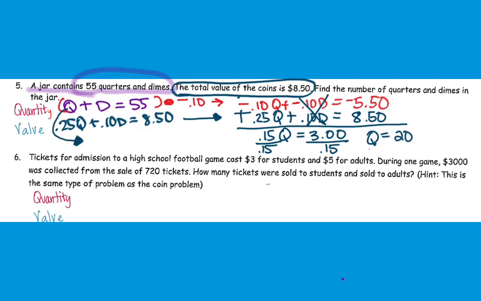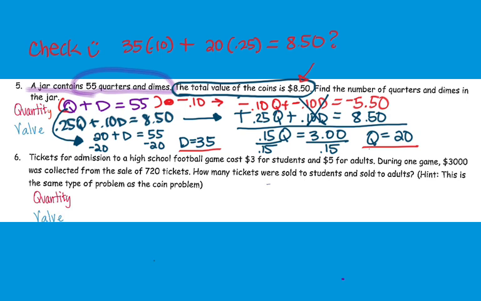And then I substitute back into the easiest equation, the top one, to solve for how many dimes, right? Now, on these, you can check all of these to make sure you know that it's right. Because we know the value of $8.50. It has to add up to that. So if I have 35 dimes at 10 cents and 20 quarters at 25, will that equal the $8.50? Well, 35 dimes is $3.50 and 20 quarters is $5, and the total does equal $8.50. So these are great because you know if you got it or not, if you take the time to check.